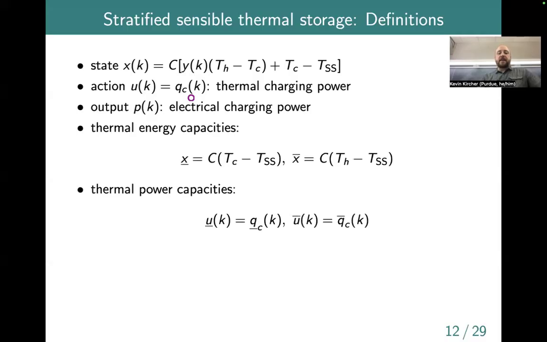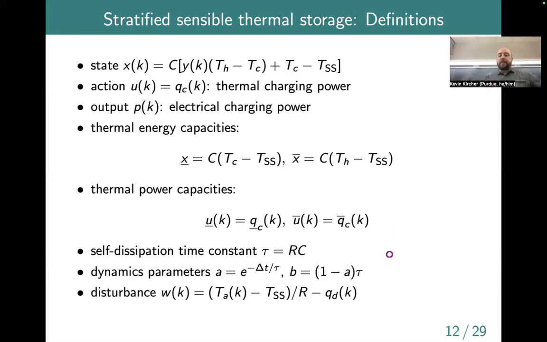Okay, and then capacities here look basically the same as they did for the previous case. Here TH and TC are the temperatures of the hot column of water, or whatever the storage medium is, and the cold column. And then this TSS is again just a generic temperature at which we define the stored energy to be equal to 0. So this could be the cold layer temperature, or it could be the ambient temperature, something like that.